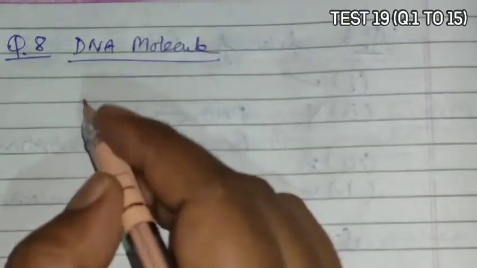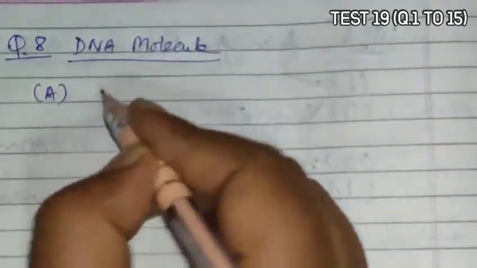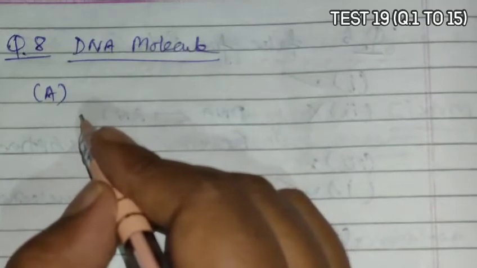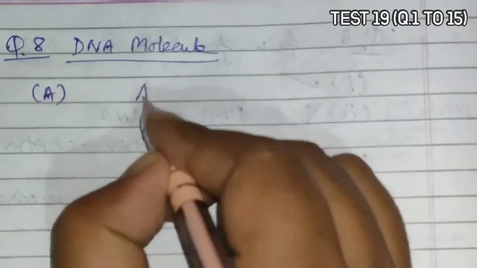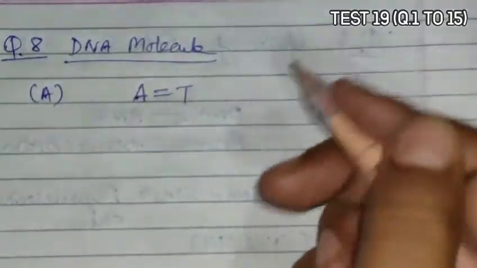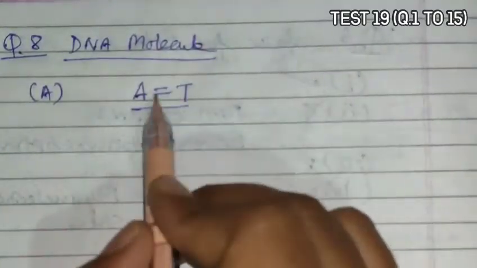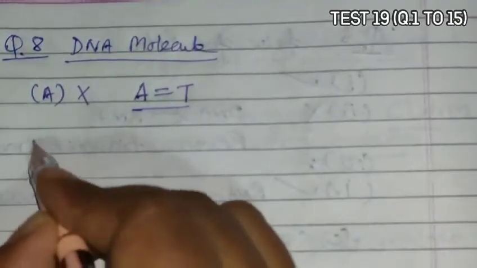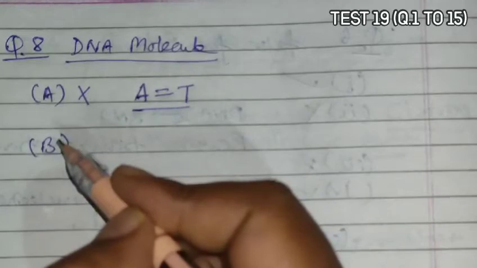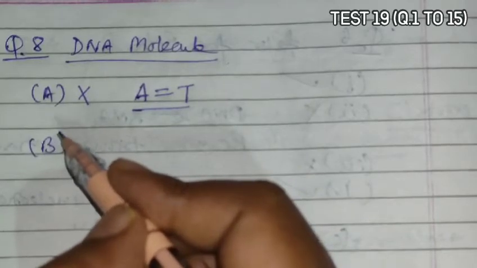Question 8 asks that in a DNA molecule, option A, the proportion of adenine in relation to thymine varies with the organism. Now the proportion of adenine is equal to thymine. It does not vary with the individual base because the number of adenine is equal to the number of thymine, so it is incorrect.